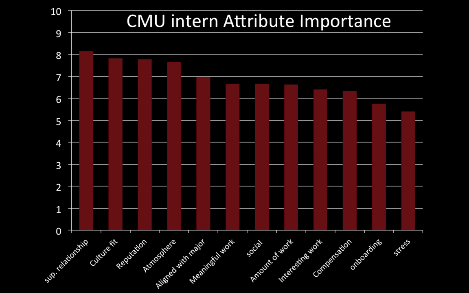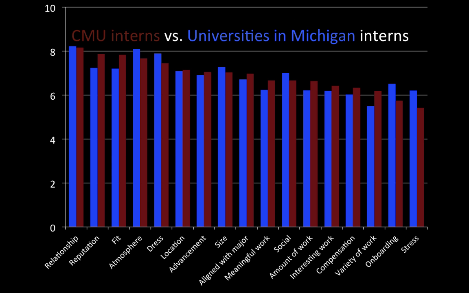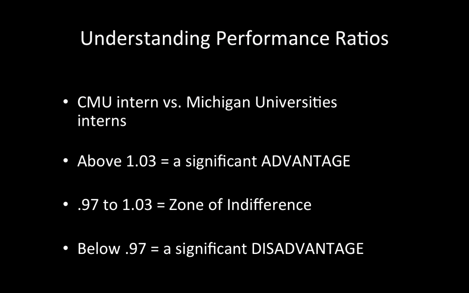So here are the CMU internship attribute importance results, and I'll just show that to you real quick like I did the other one, and then we compared them. This is also a little much to take in, so we'll just go straight to the pictures. The key takeaways and how to understand that graph is we actually do performance ratios. A performance ratio is we take the CMU internship experience versus the Michigan University internship experience, and we divide our scores by their scores.